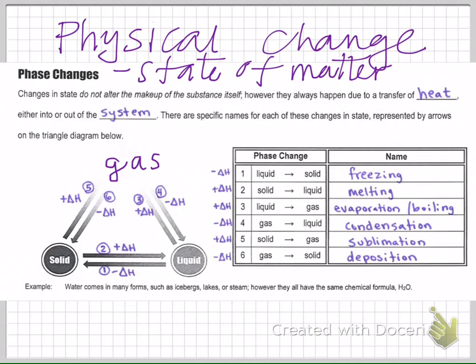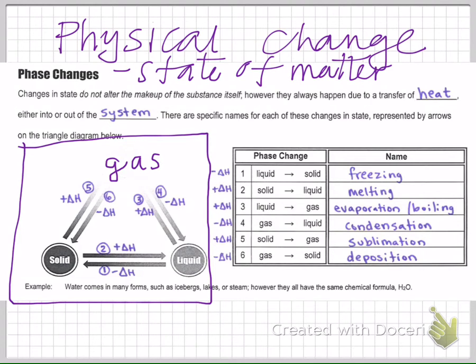There are specific names for each change in phase. You don't have this in your notes, but it's a nice diagram just to help you visualize what's going on in terms of the enthalpy change, so delta H. But what you have in your notes is this table here on the right. You already know all of this, but maybe now you can look at it in terms of enthalpy.